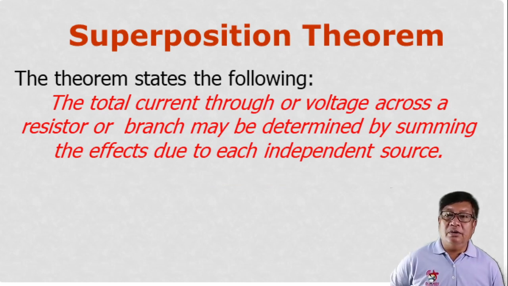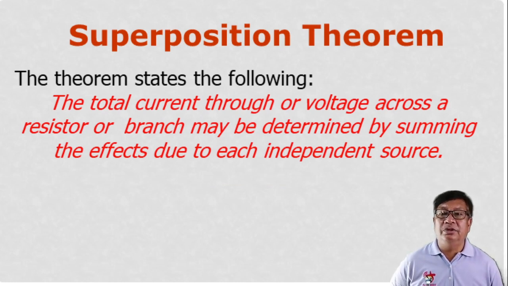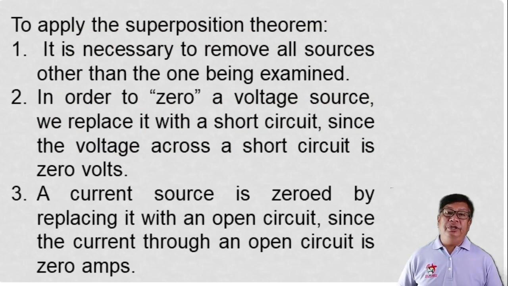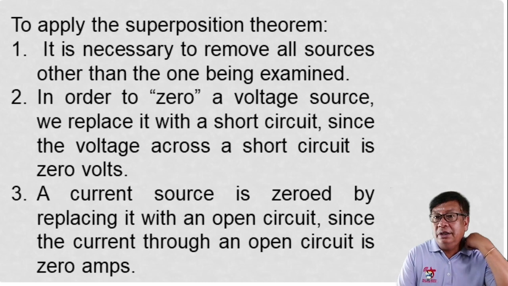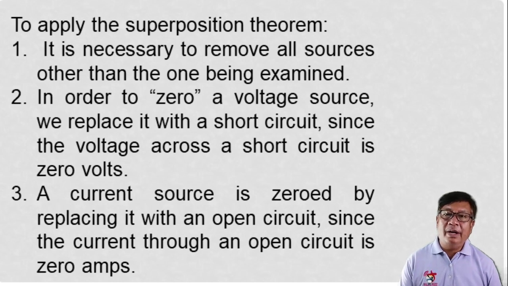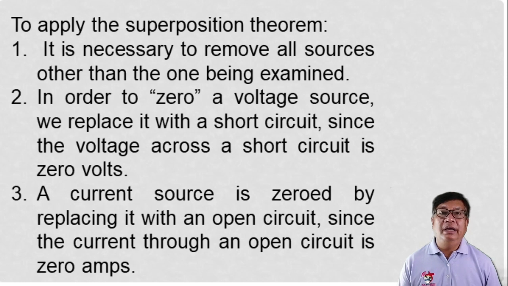According to the superposition theorem, the total current through or voltage across a resistor or branch may be determined by summing the effects due to its individual, independent sources. To apply the superposition theorem, we have listed some steps. Number one, it is necessary to remove all sources other than the one being examined.